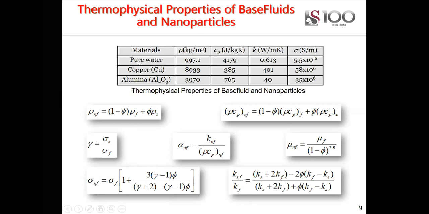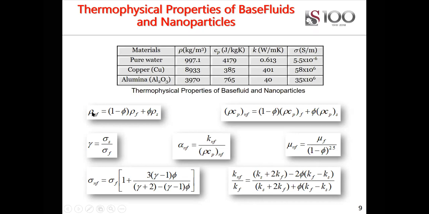In this case, I'm using pure water as my base fluid, which has the following density, copper nanoparticles have the following density, and alumina has this density. These are their specific heat properties, this is the thermal conductivity, and this one is the electrical conductivity of each of these. These can be obtained from the literature, and under laboratory conditions we can obtain all these properties.